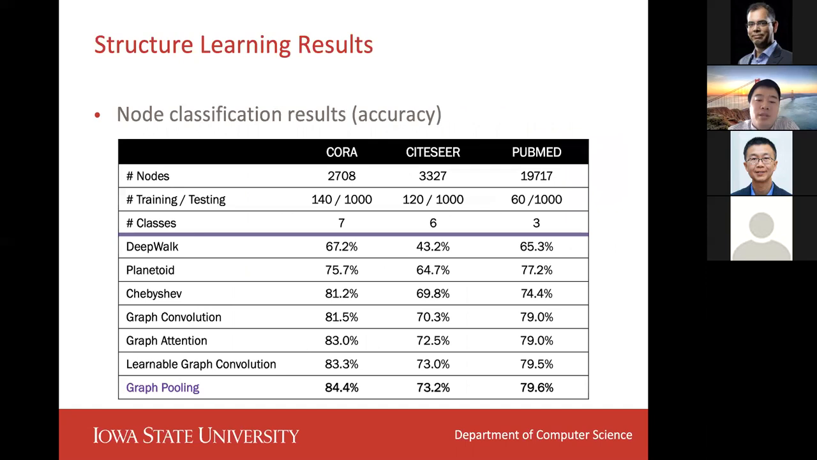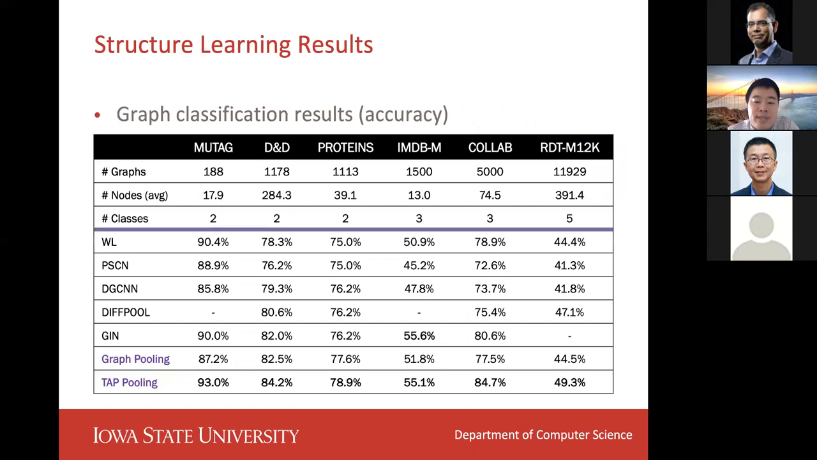Here we use the node classification and graph classification tasks to evaluate our structure learning methods. These are the results on node classification tasks. Our proposed method, graph pooling, achieved better performance than the previous methods. And these are the results on graph classification tasks. Both the graph pooling and the topology aware pooling achieved competitive performance compared to the previous methods. At the same time, since our topology aware pooling layer considers the topology information, you can see it significantly outperformed the previous methods on these data sets.